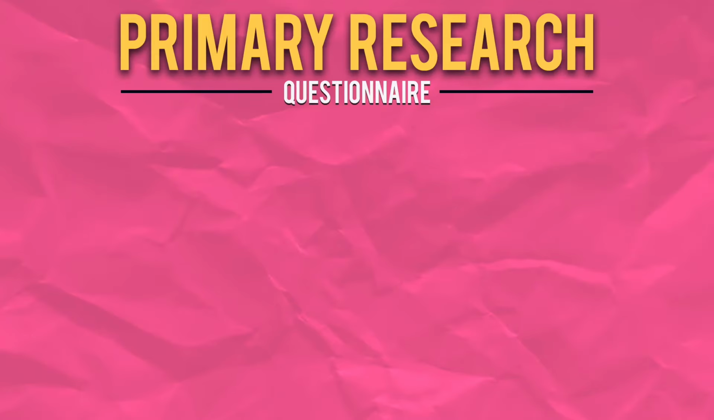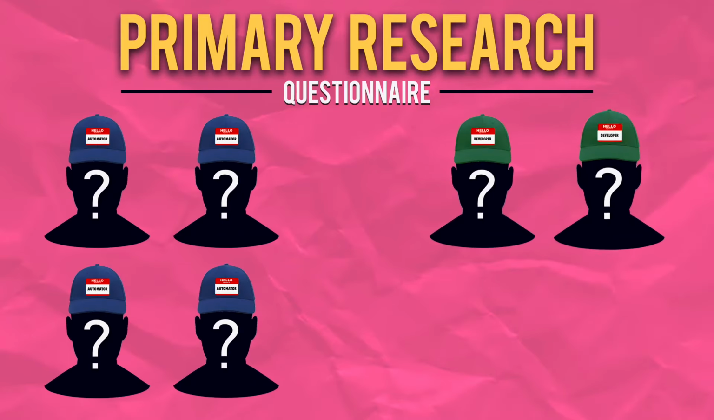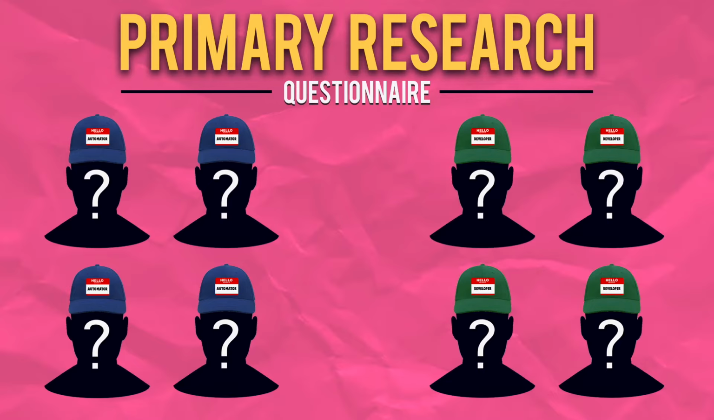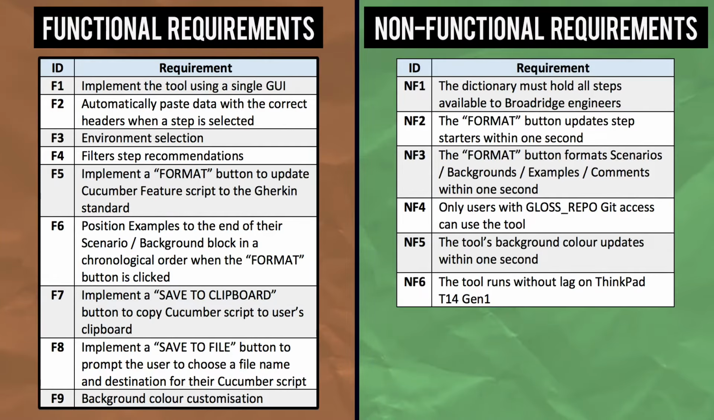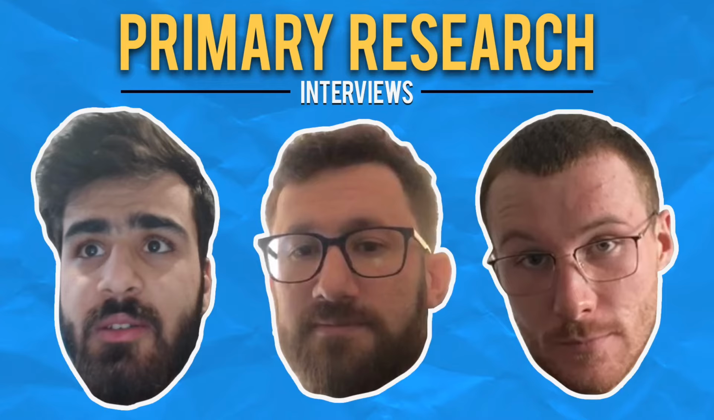By conducting some primary research, I decided that a random selection of automators and developers should give feedback on what kind of features they would like to see in the tool, as they're the ones who will be using it. And with their help, a number of functional and non-functional requirements were made. As well as that, 3 relevant stakeholders were interviewed to see how they felt about the current approach.